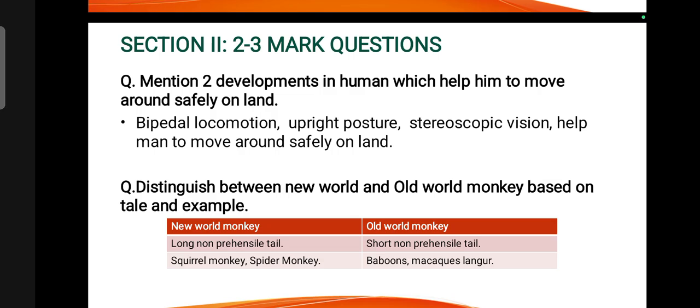Distinguish between New World monkey and Old World monkey based on tail and example. New World monkeys have long prehensile tail, whereas Old World monkeys have short non-prehensile tail. Examples: squirrel monkey, spider monkey for New World; baboons, macaques, langur for Old World.